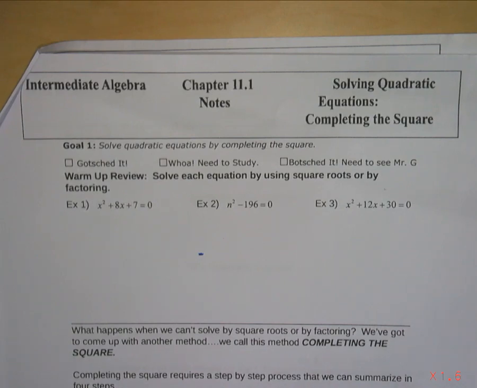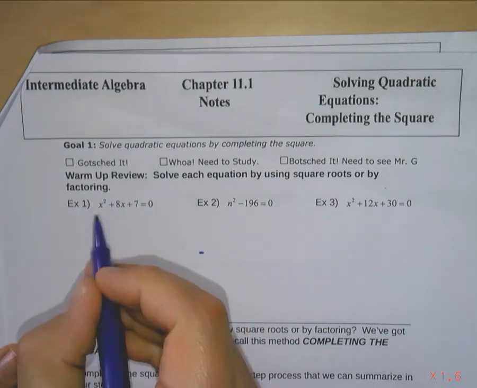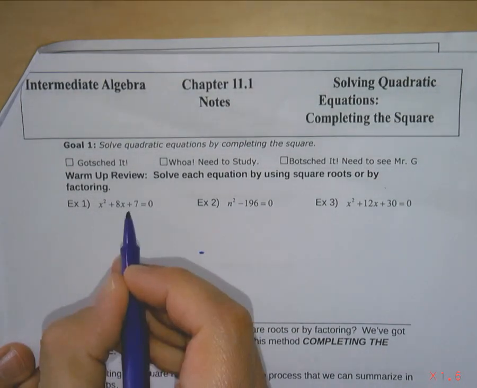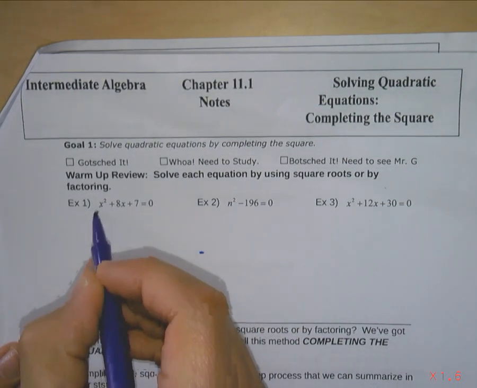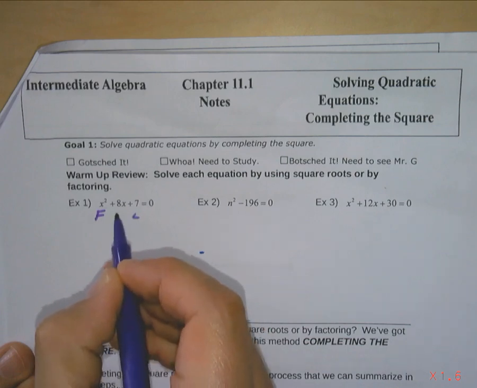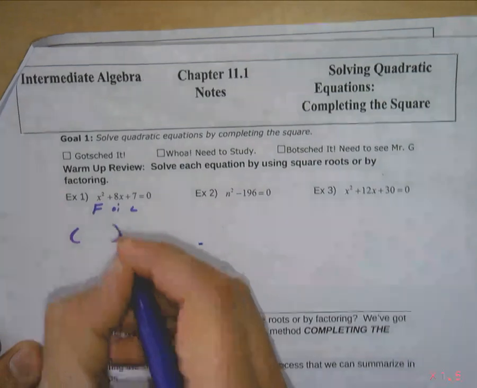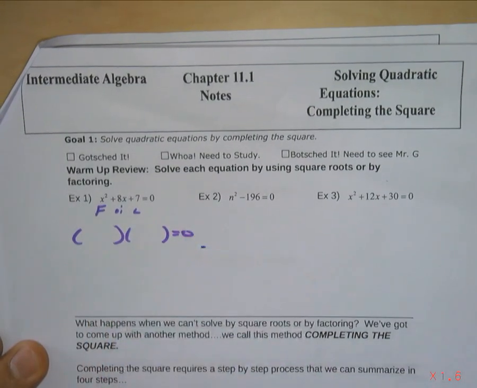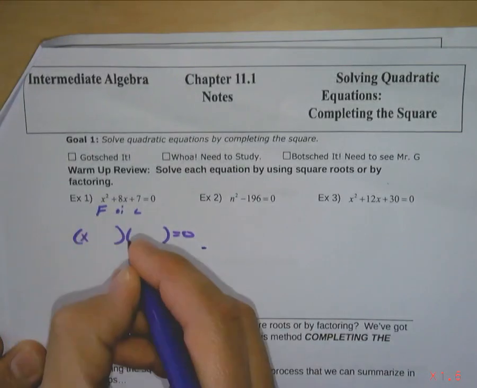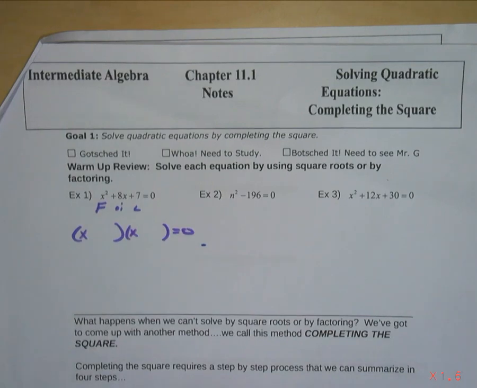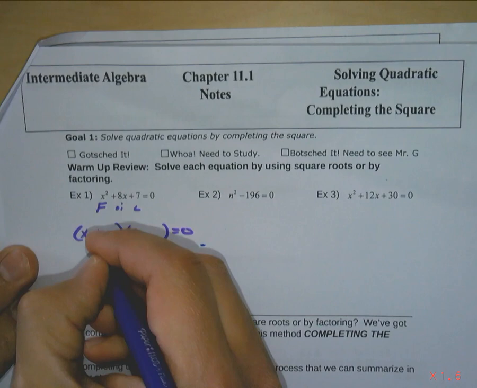Okay, so solve each equation using the square root method or by factoring. So let's refresh our memories here. Okay, let's go ahead and factor this one. Factors of F and factors of L that add up to our OI term. All right, so let's go ahead and break that down. Factors of F we know are x squared and x squared. What are factors of 7 that add up to 8? 7 and 1, so plus 7 plus 1.